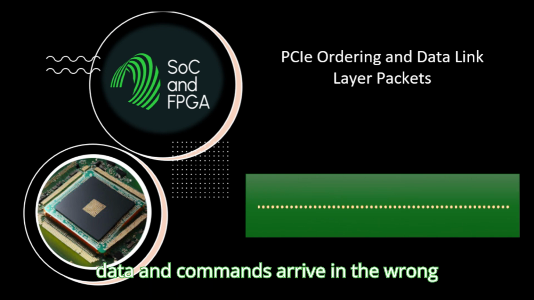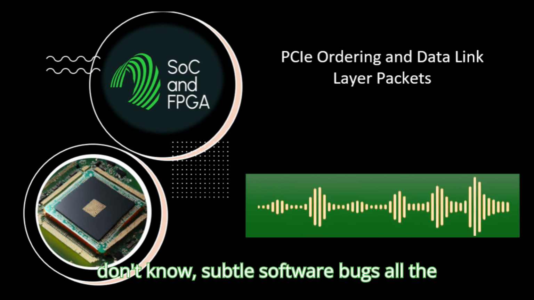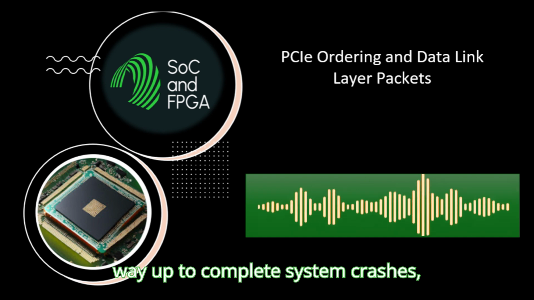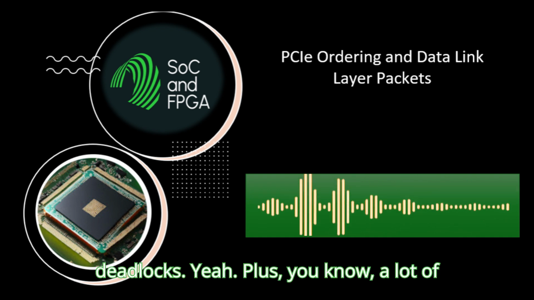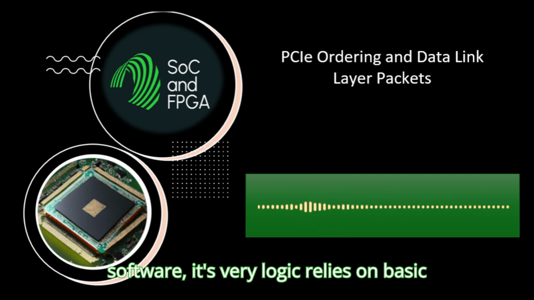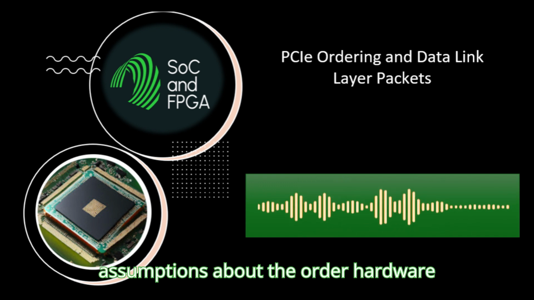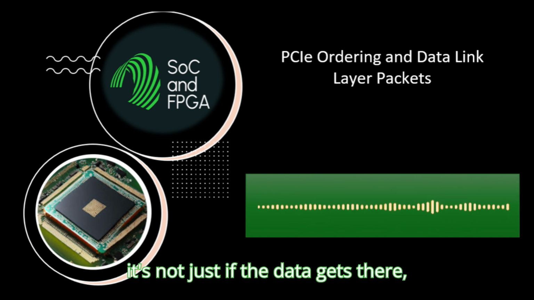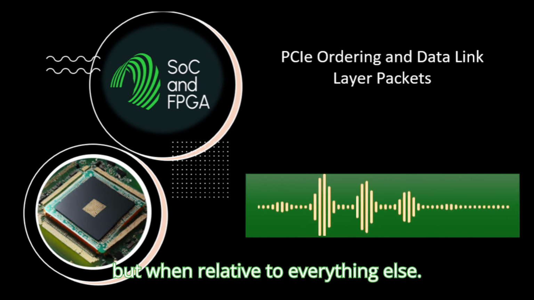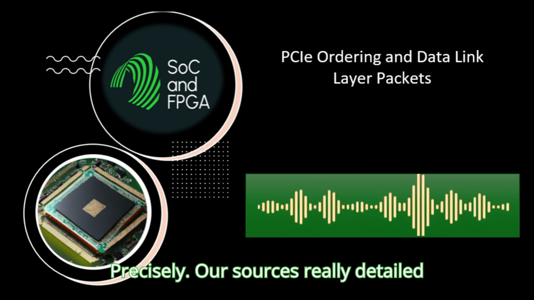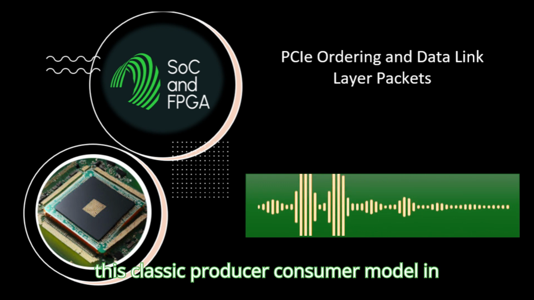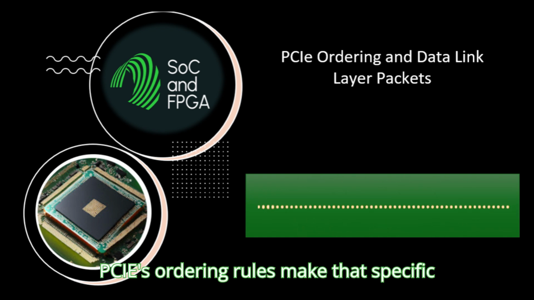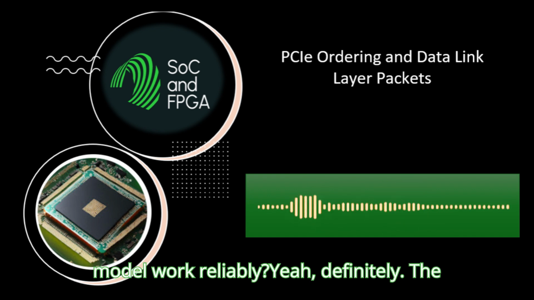If data and commands arrive in the wrong order, you could get anything from subtle software bugs all the way up to complete system crashes, deadlocks. Plus, a lot of software relies on basic assumptions about the order hardware operations will actually execute in. So it's not just if the data gets there, but when, relative to everything else. Precisely. Our sources really detailed this classic producer-consumer model in software. Can you maybe unpack how PCIe's ordering rules make that specific model work reliably?